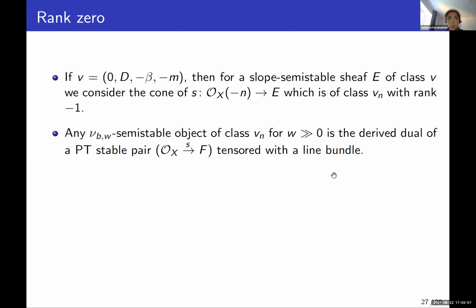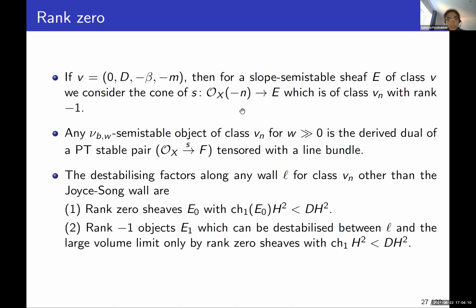And then the next step is to describe all walls. So we have the Joyce-Song wall as before, which is the wall that E and O_X(-N) shifted by 1 are making. And the claim is that the destabilizing factors along any other wall are either rank 0 sheaves whose ch_1 H square is less than D H square, which is the Chern character of the class that we started with, and the other factor is a rank minus 1 object. And the claim is this rank minus 1 object can be destabilized between LF and the large volume limit only by rank 0 sheaves with ch_1 lower than D H square.